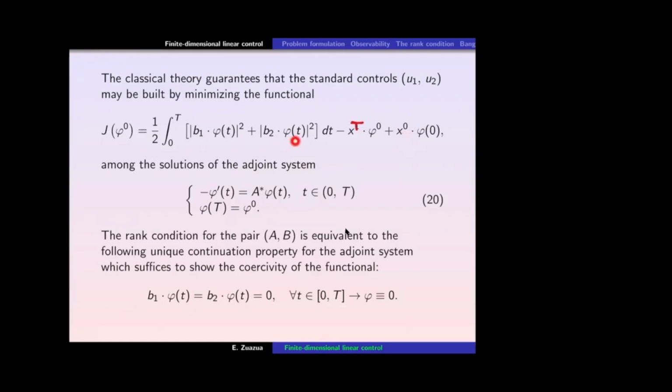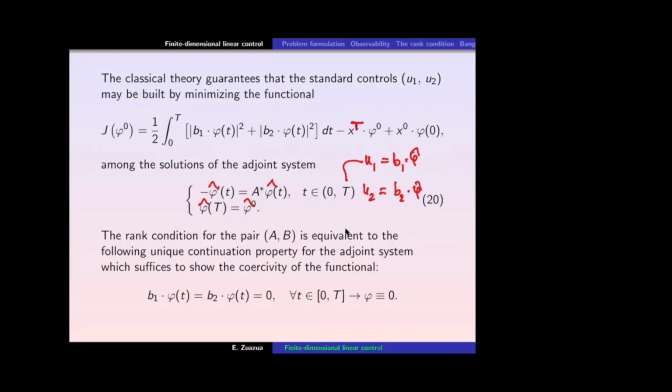If I have the Kalman rank condition, I know that I have the observability. I know this functional is coercive. I can minimize it, and I know that the minimizer of that functional will give me a specific, very particular solution of that problem, right? And this solution will give me the controls. The controls being given, you remember, U1 will be simply B1 times phi hat, and U2 will be B2 times phi hat for the minimizer, okay?